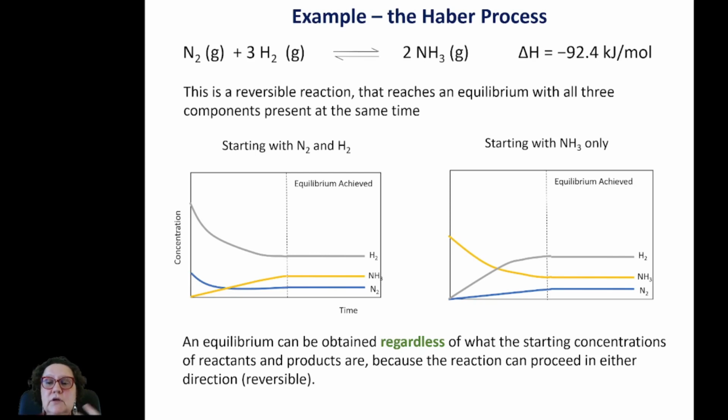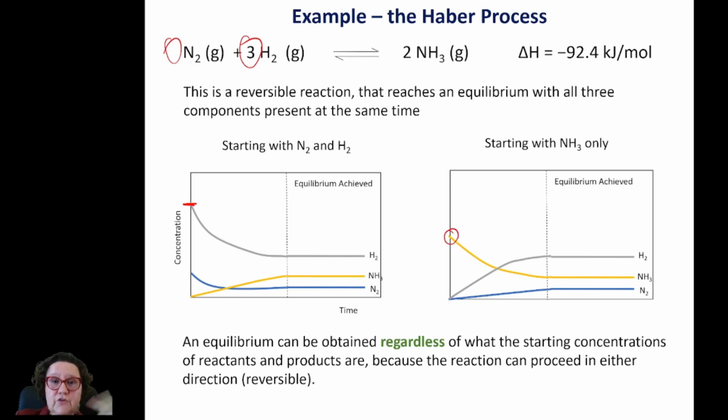It doesn't matter if you start, well, I'm going to start with hydrogen and nitrogen, and I don't know if you can see it very well, but the concentration of the hydrogen is higher than the nitrogen because you need 3 moles of hydrogen per mole of nitrogen, and you start with no ammonia. Or you can decide to be random and say, I'm just going to use ammonia and see what happens, with no nitrogen or hydrogen.